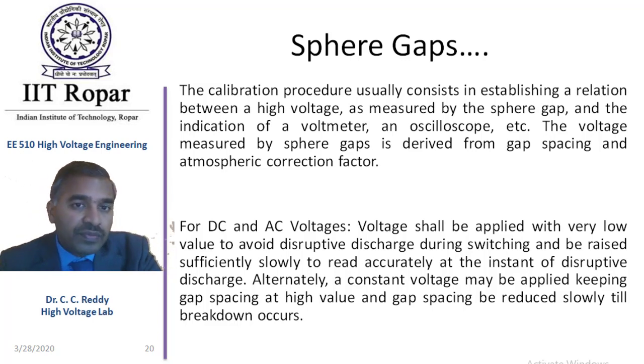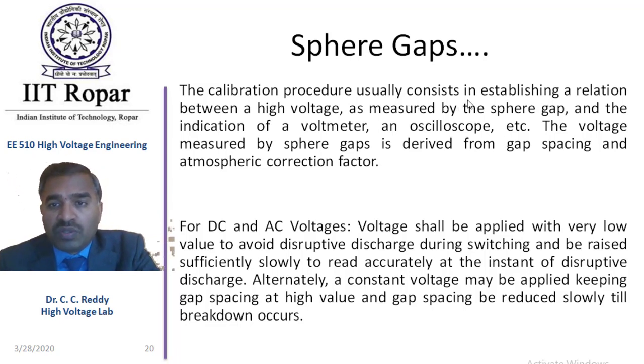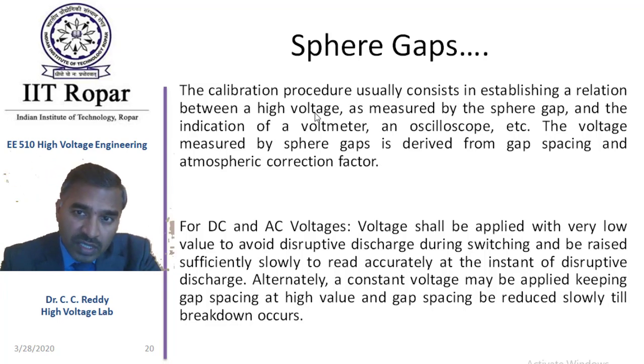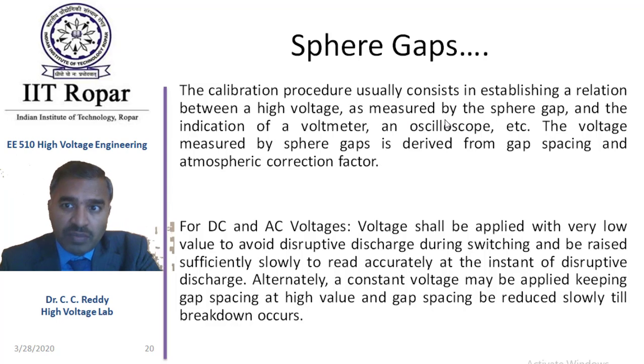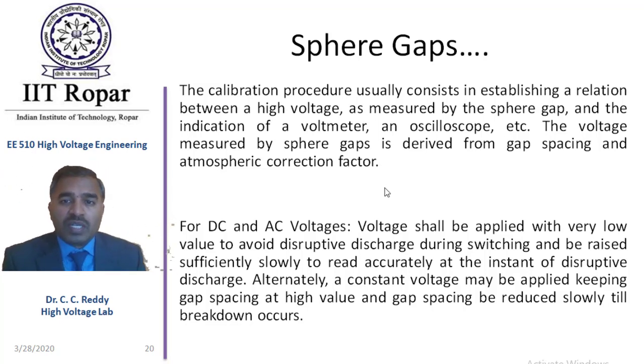Now, fine, then what is the procedure? How to measure the voltages using the sphere gaps? Or if it is for calibration purposes, what is the calibration procedure? The calibration procedure usually consists in establishing a relation between a high voltage as measured by the sphere gap and the indication of a voltmeter, an oscilloscope, etc. So, it is like calibrating the voltmeter or calibrating the oscilloscope using the sphere gap.